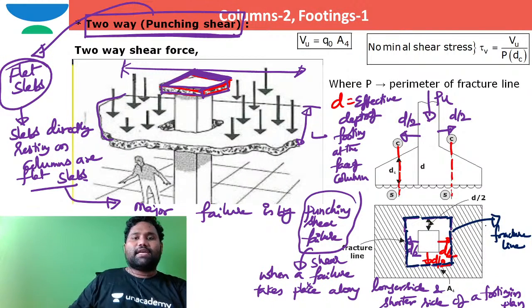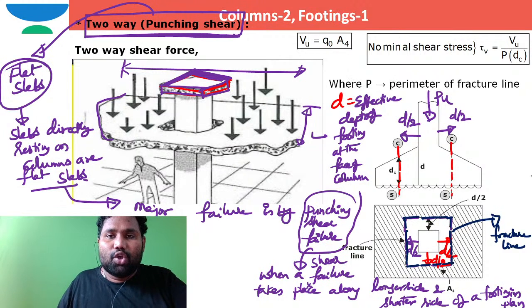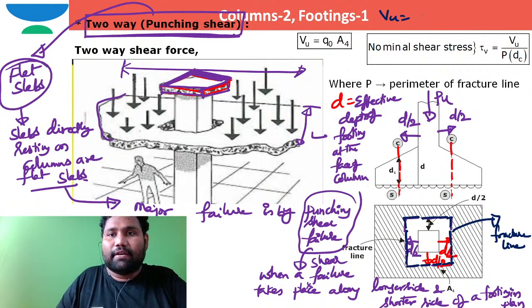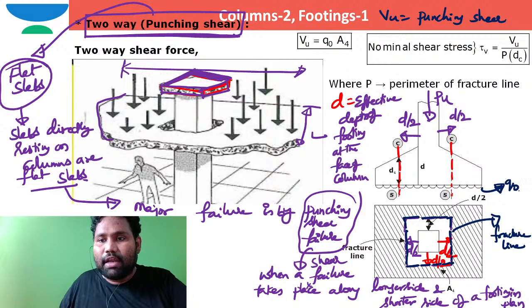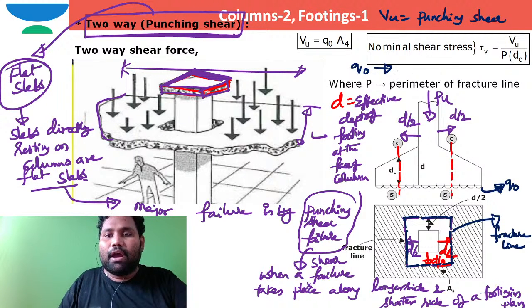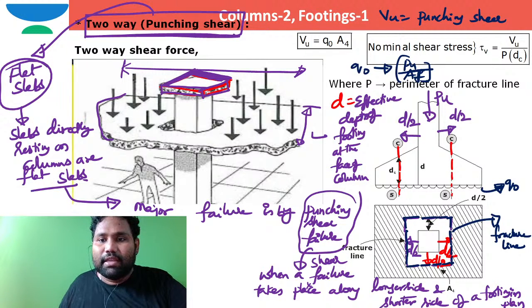Now, some people will come and ask, sir, how to work out that two-way shear failure? What is the magnitude of that two-way shear failure? If Vu is the punching shear, then I can work it out as q0 multiplied by A4. What is this q0? q0 stands for the stress from the soil on the footing, which is Pu divided by the area of foundation in plan, A. This is q0. What is this A4 here, brother? A4 is the area of the hatched portion in plan.